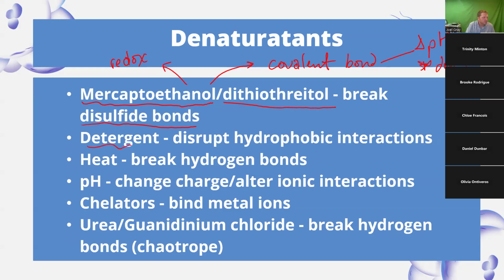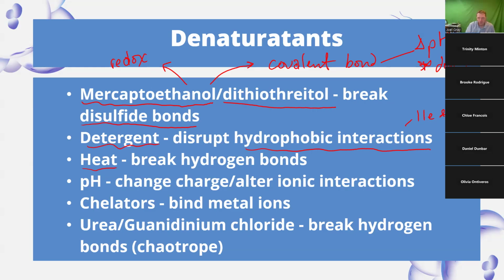Detergents. Now, I know that whenever I took organic chemistry, we talked about detergents. Detergents are chemicals that will disrupt hydrophobic interactions. So think about your alkyl functional groups. If you have an interaction between ILE or isoleucine and leucine, these two amino acid R groups are interacting because they're both nonpolar. They both hate water, so they're trying to get away from it. A detergent will disrupt that interaction.